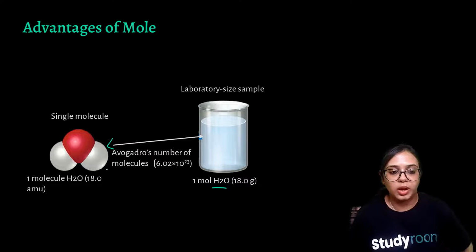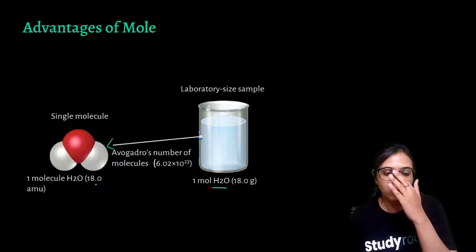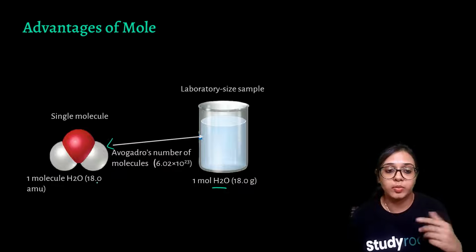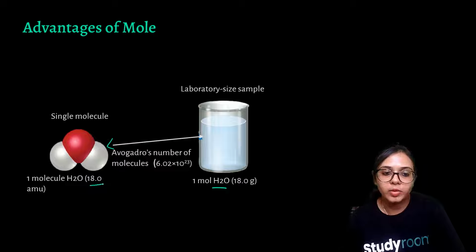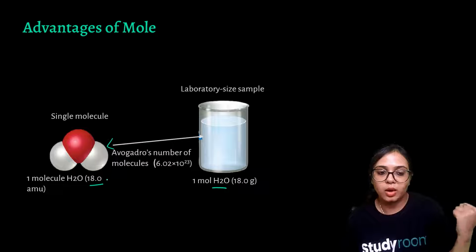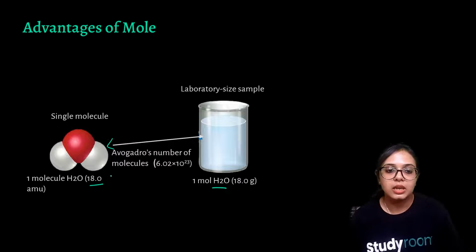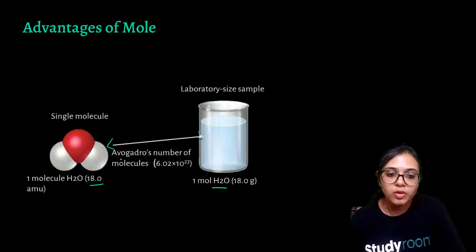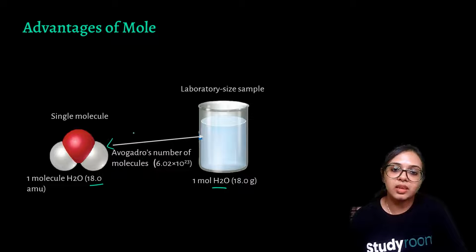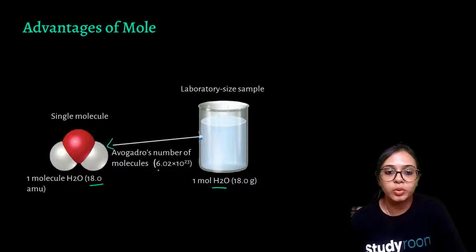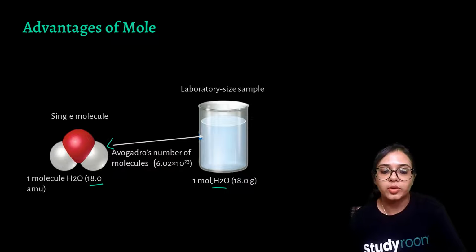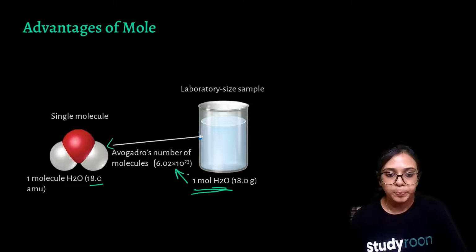The molecular mass of water would be the sum of all the atomic masses of the atoms, that is 18 AMU. We just learned how to do this in the previous slides. And the Avogadro's number of molecules present in this amount of water would be 6.02 into 10 to the power 23. So one mole of water would have this many molecules of water.